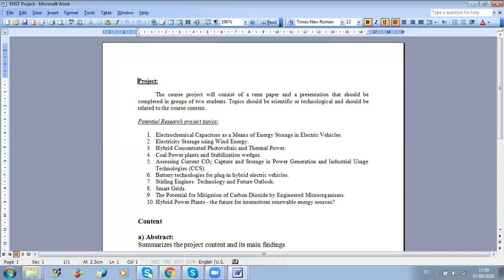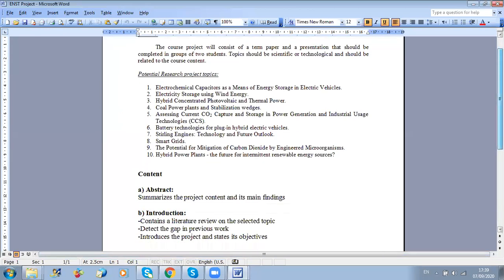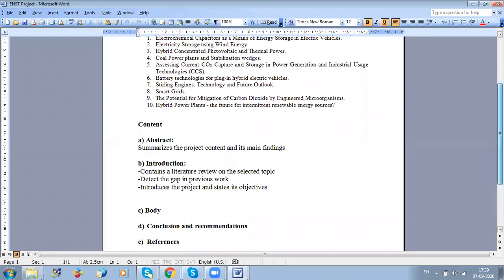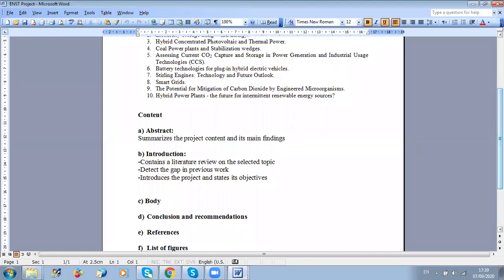Now, concerning the content of the project, first, it will be in the form of a research paper. In any research paper, the first part will be the abstract, which will summarize the project's content and its main findings. Now, in the introduction, in general, when you write a research paper, the first step is to go over a literature review on the selected topic. What we mean by literature review is what was already done in the topic you are considering.